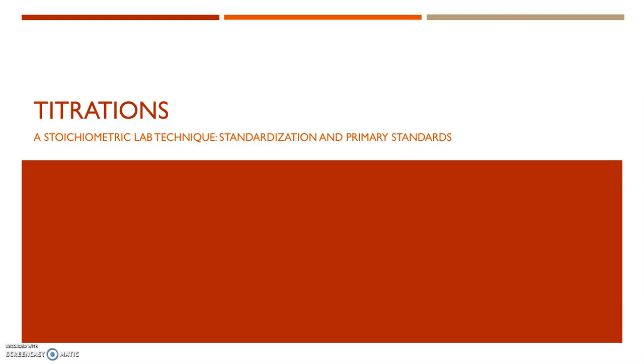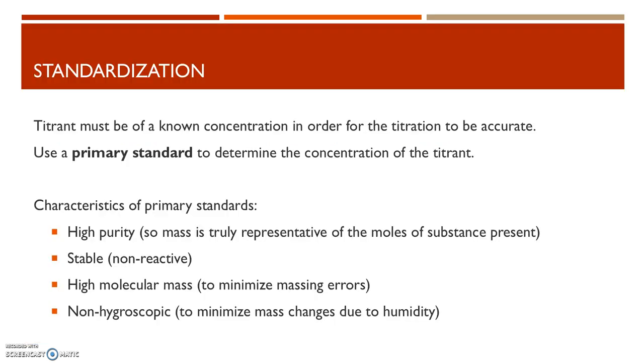A final key component in any titration method is standardization, and so we need to talk about primary standards. We use standardization in many techniques, titration just being one of them, but in relation to titration, standardization means that the titrant must be of a known concentration, right? Our accuracy for this method is going to be determined by the fact that we have to have a known concentration of NaOH in order to determine the unknown concentration of the acid. So we need to use a primary standard to determine the concentration of the titrant.